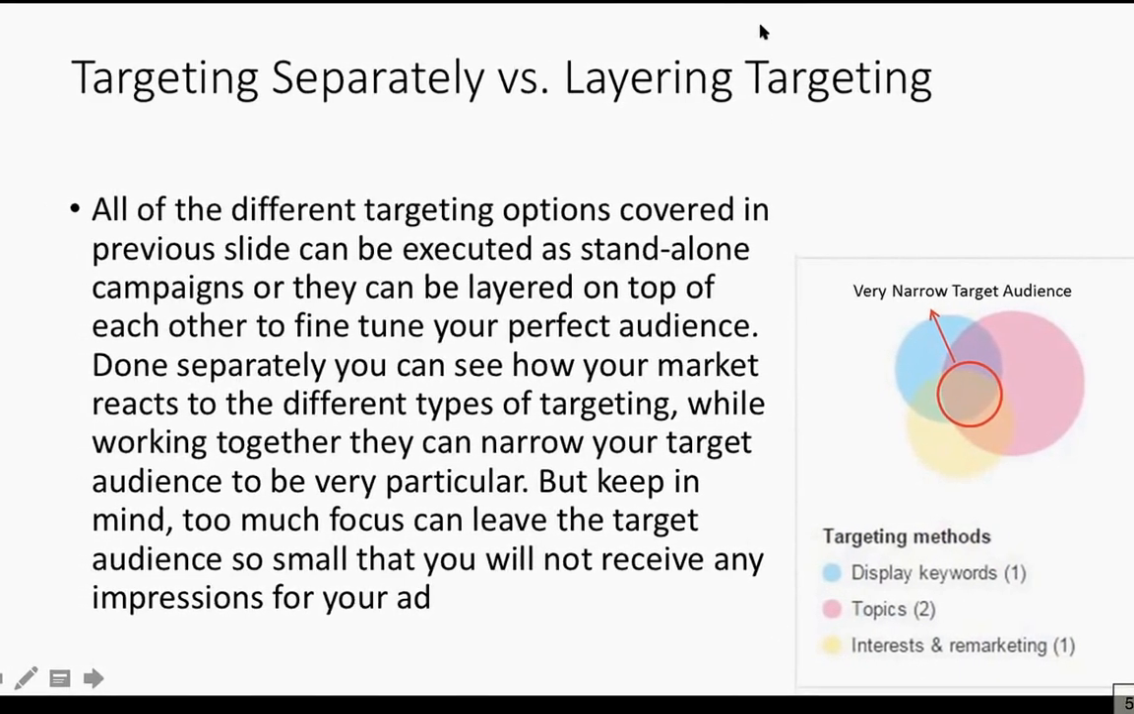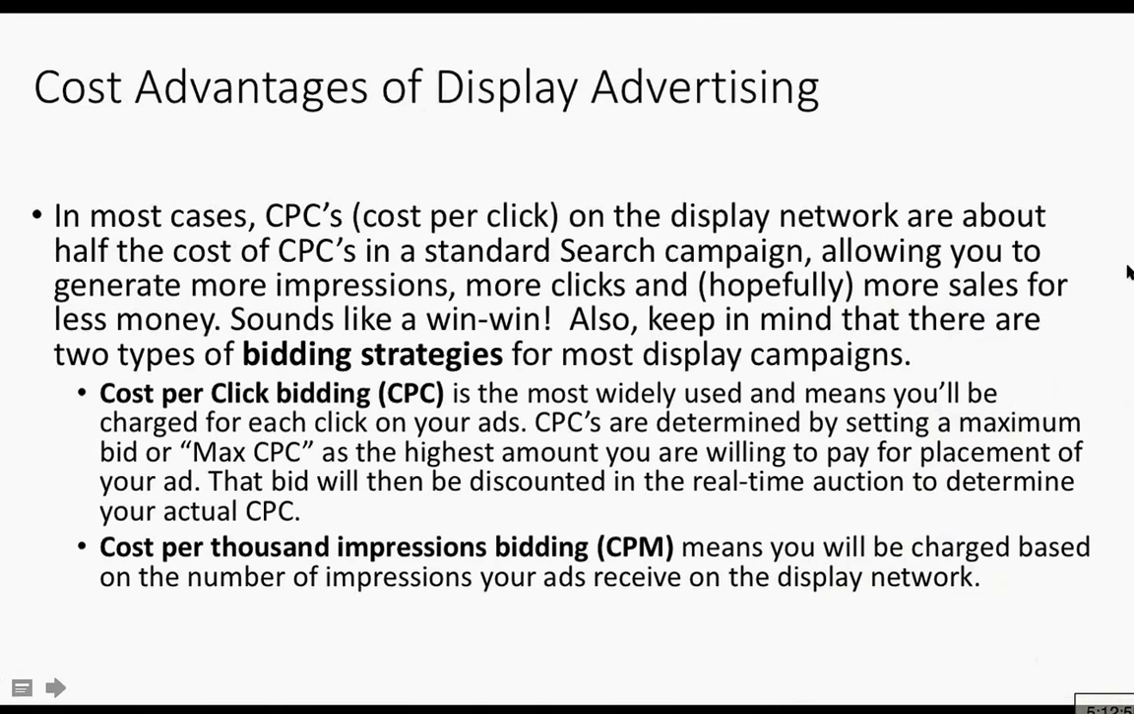All right. Also, from the cost point of view, the advantage is there with display advertising. In most cases, the cost per click on the display network is half the cost per click in a standard search campaign, guys, which allows you to generate more impressions, more clicks, and more sales for a lesser amount of money. So it is a win-win situation. Keep in mind that there are two types of bid strategies, which we understood earlier: CPC, cost per click, and CPM, cost per thousand impressions. That's all for today, guys.